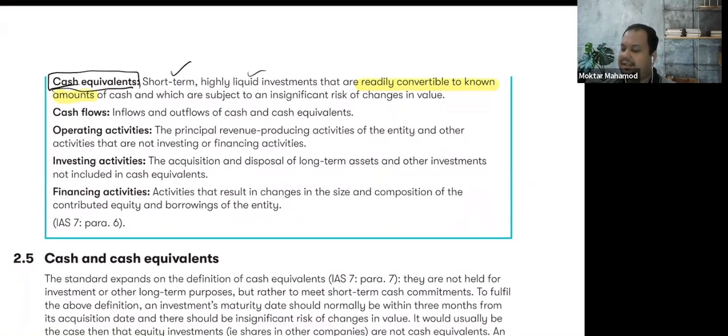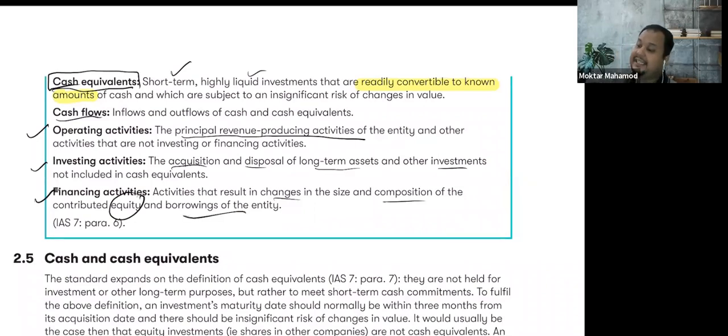Then you will have cash flows. Like I said, the cash movement, inflows and outflows. You have 3 types of activities, still similar. Operating activity will be from the core business of the company, the principal revenue producing activities. And then you have investing activity, which is for the acquisition or disposal of long-term assets and also income from investment. And you have financing activities that result in changes in the size and composition and normally will be related to equity and borrowing.